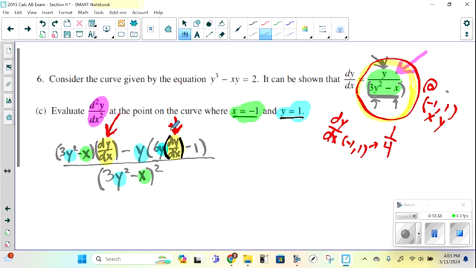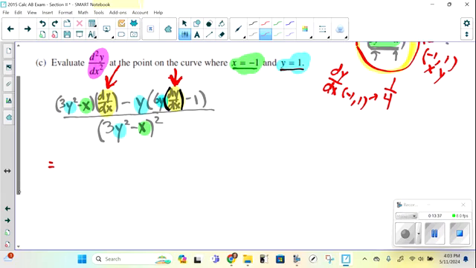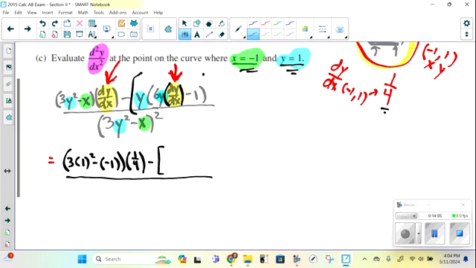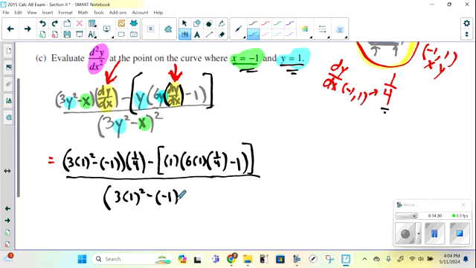All right? Let's just plug in some numbers and do some simple basic algebra. We have 3 times my y, which is 1, squared, minus my x, which is -1, times dy dx, which is 1/4. The first derivative at this point is 1/4. Minus, we got to subtract this whole thing: my y, which is 1, times 6 times y, which is 1, times dy dx, which is 1/4, minus 1, all over 3 times y, which is 1 squared, minus x, which is -1, this whole thing squared.